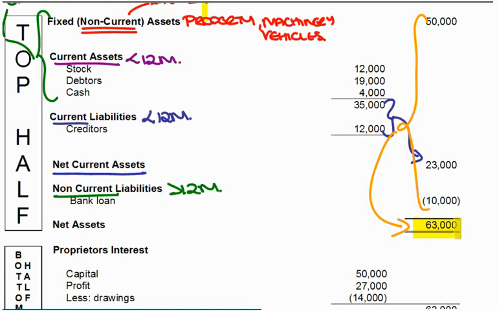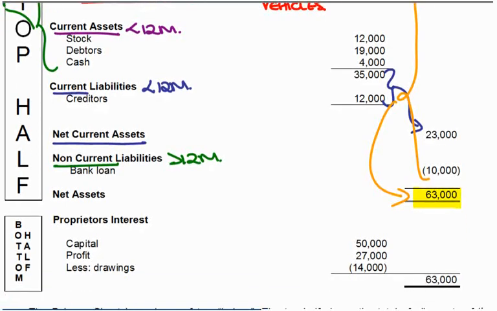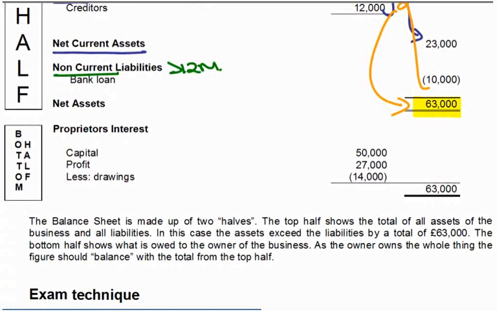Now the bottom half of the balance sheet then is really all about the proprietor's interest. So what does the business owe back to the proprietor? And that can be split down again into three parts. So capital, profit and drawings. Now remember, capital is really all about the capital that was initially introduced into the business. Your profits, whatever profit you've made for the year.